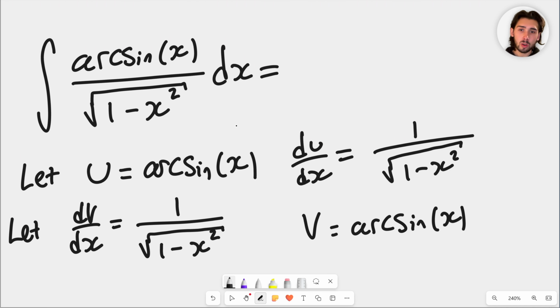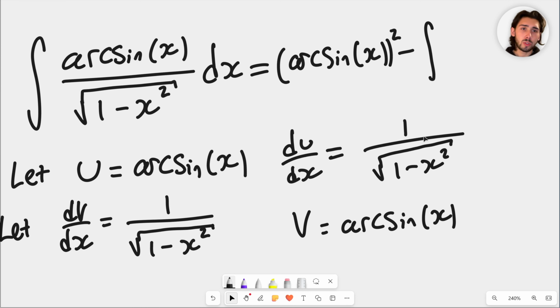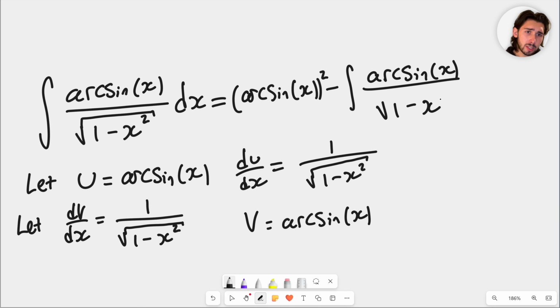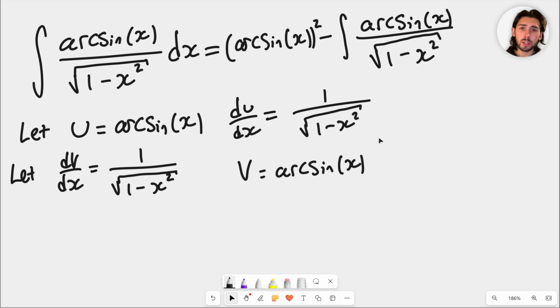So uv is arc sine x times arc sine x. That's arc sine x squared. And then I need to subtract the integral of v times du dx, which is actually going to end up being, if I slightly zoom out just to get a little bit more space, once again, arc sine x divided by the square root of 1 minus x squared. So you might say, oh no, we've come back to the same integral again. But guys, this is a really clever thing that we can do, and if you've seen any of my other videos on integration problems, we've done this before.